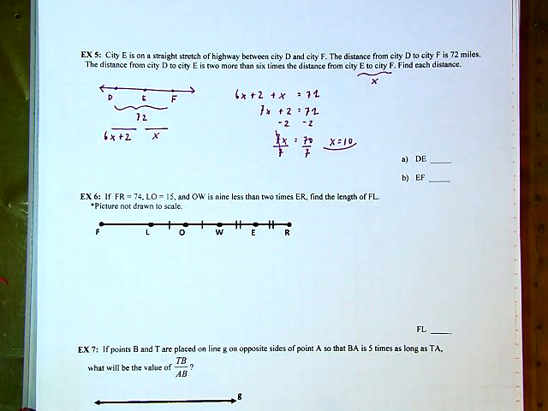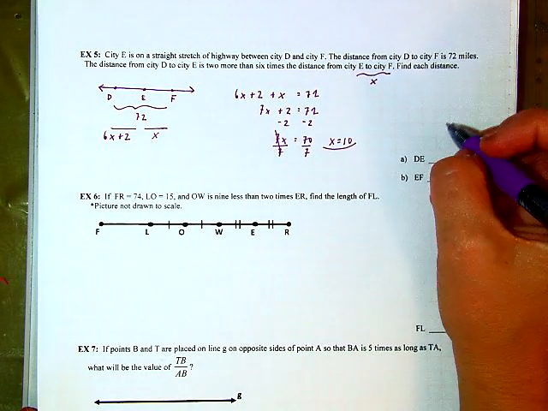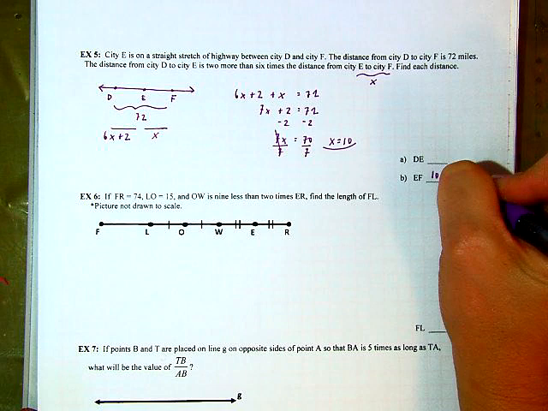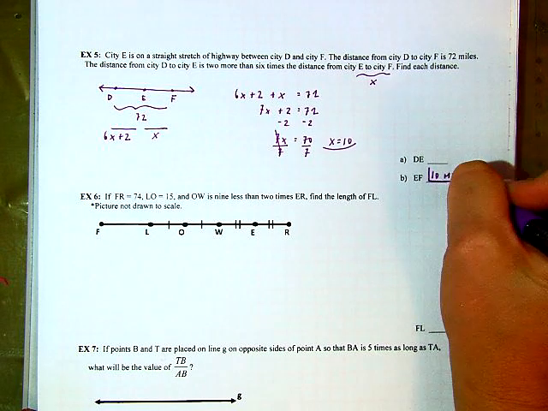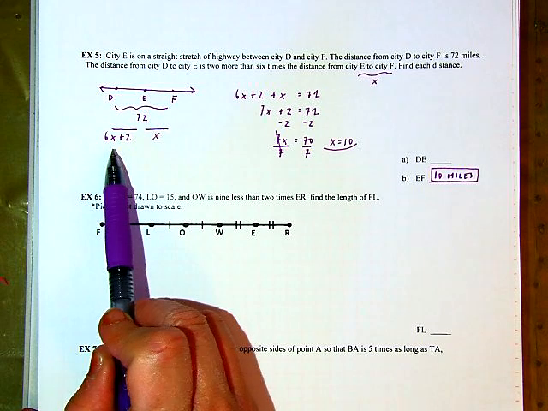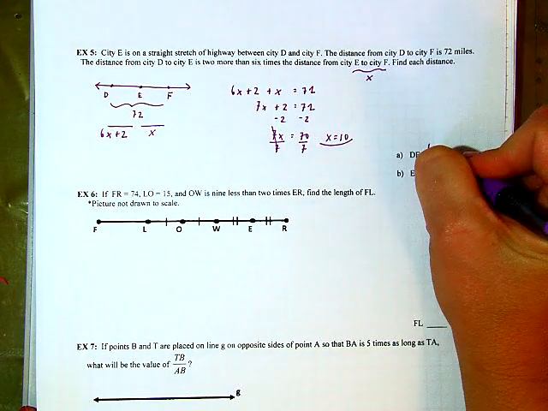All right, so x equals 10, and I've defined that as E to F. So E to F is 10 miles. Okay, and then DE is 6 times 10, 60, plus 2 would be 62 miles.